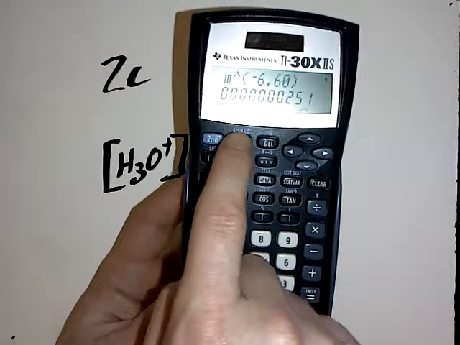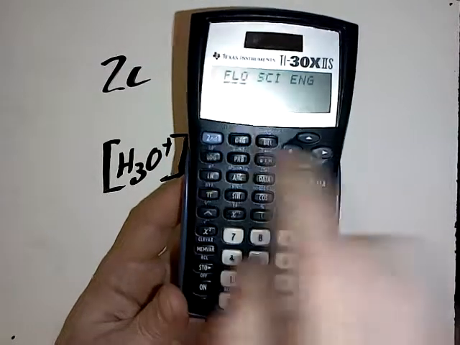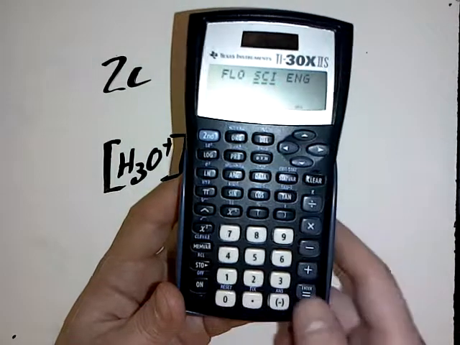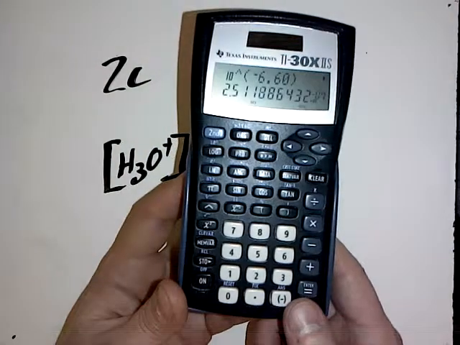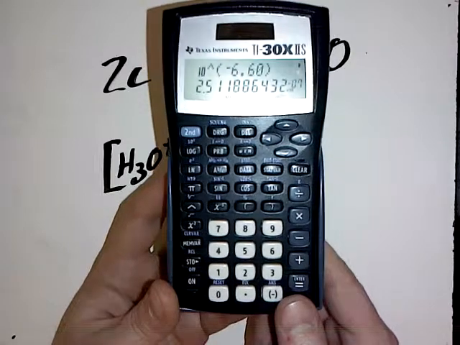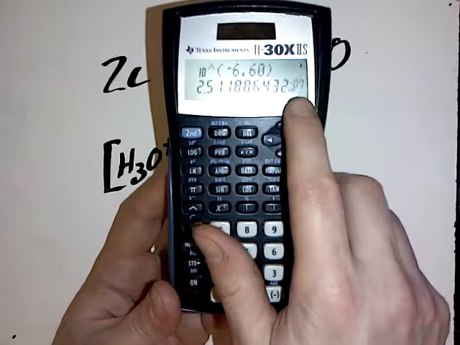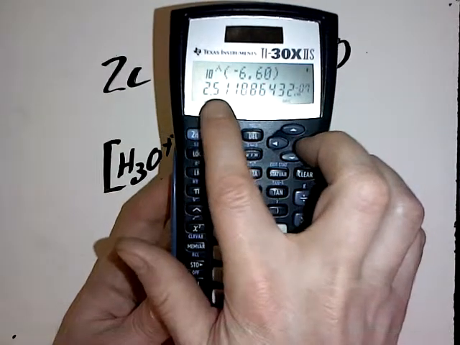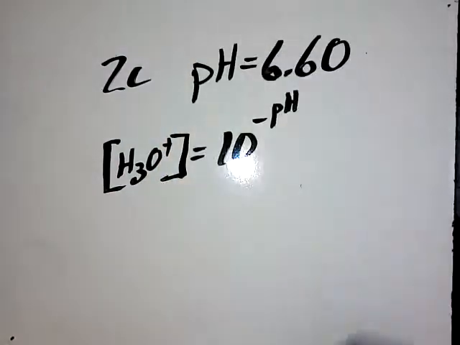Now, if I want that in scientific notation, which I do, I'm going to hit second, and hit the button right next to it, and I'm going to pick SCI on my menu. Okay, that'll put it in scientific notation. I hit equals. It's 2.51 times 10 to the negative 7 power. So that's my concentration, 2.51 times 10 to the negative 7.